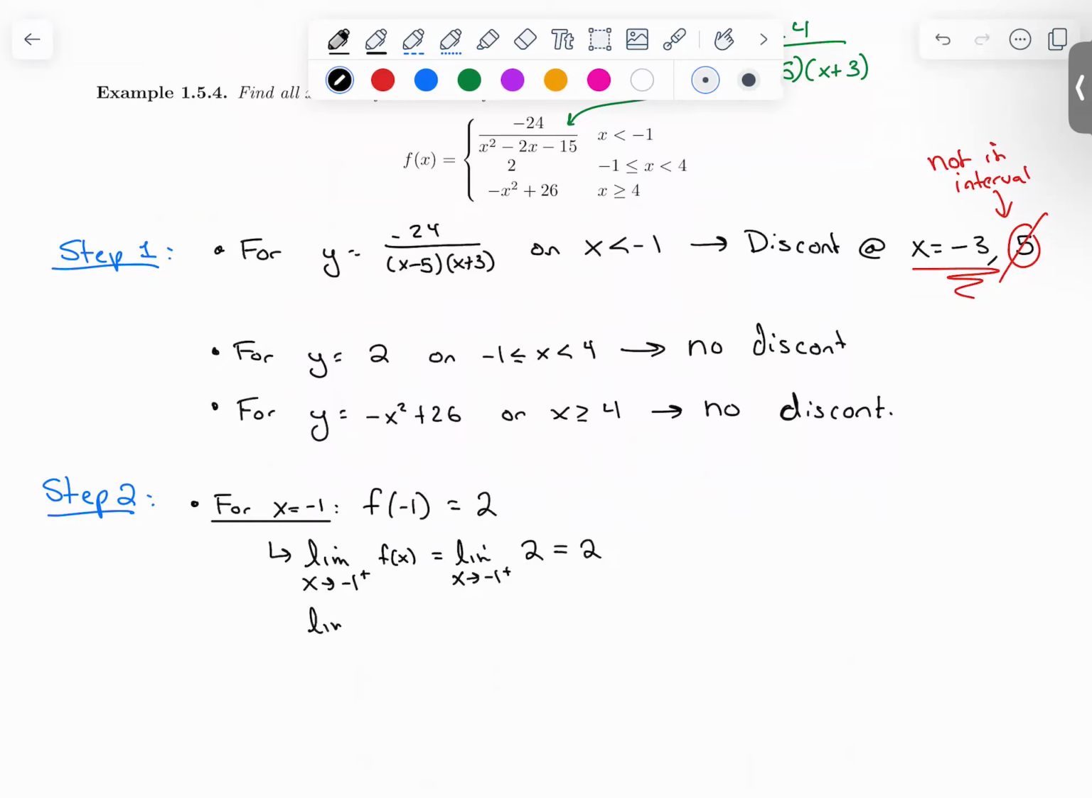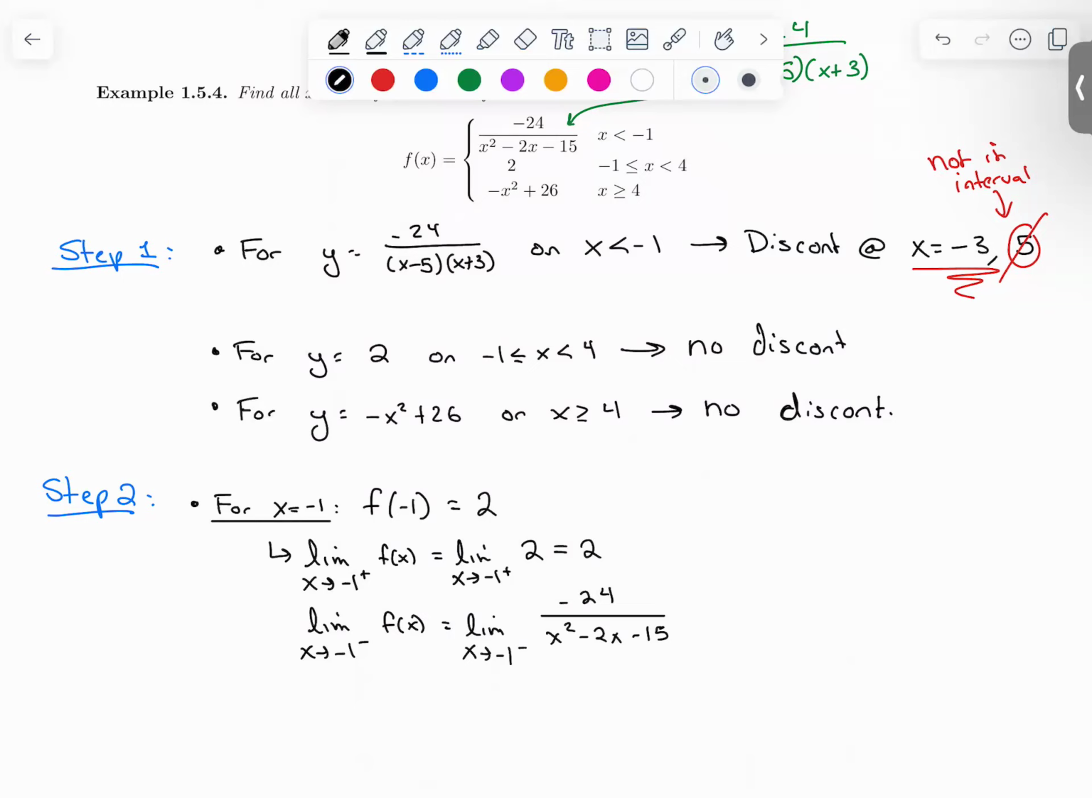And we'll check the limit as x approaches -1 from the left of f of x. And that's when we use the top function. So the limit as x approaches -1 from the left of -24 over x squared minus 2x minus 15. Or you can use the factored form.